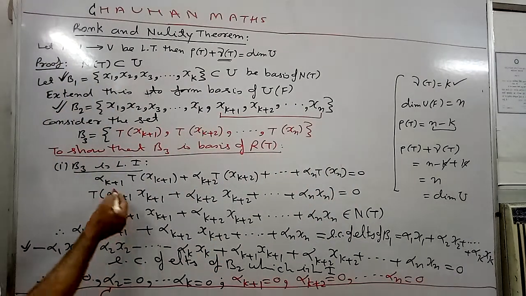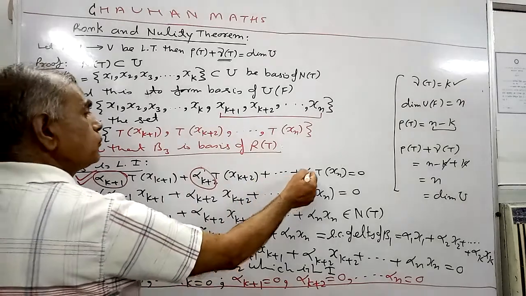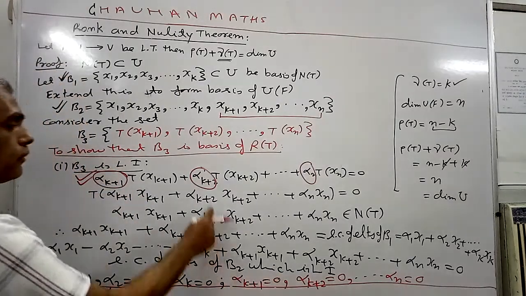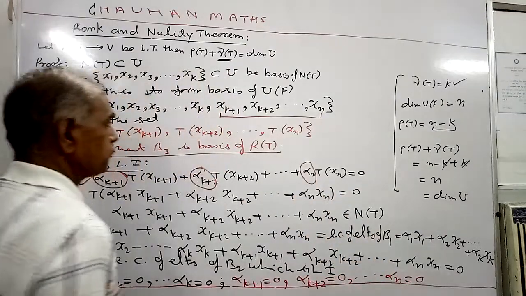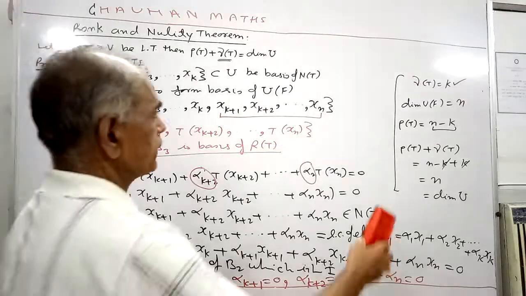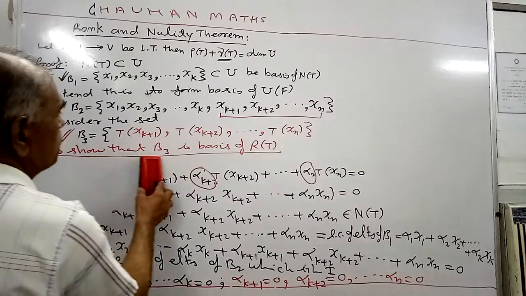So notice that you began with alpha k plus 1, alpha k plus 2, alpha n, etc. equal to 0, and you ended with alpha k plus 1 equal to 0, alpha k plus 2 equal to 0, alpha n equal to 0. Therefore your set B3 has become linearly independent at this stage. B3 is linearly independent, you have proved it. It remains to prove that L(B3) is equal to range T. I think you have understood, so I can omit it and proceed further. B3 linear independence is completely proved.